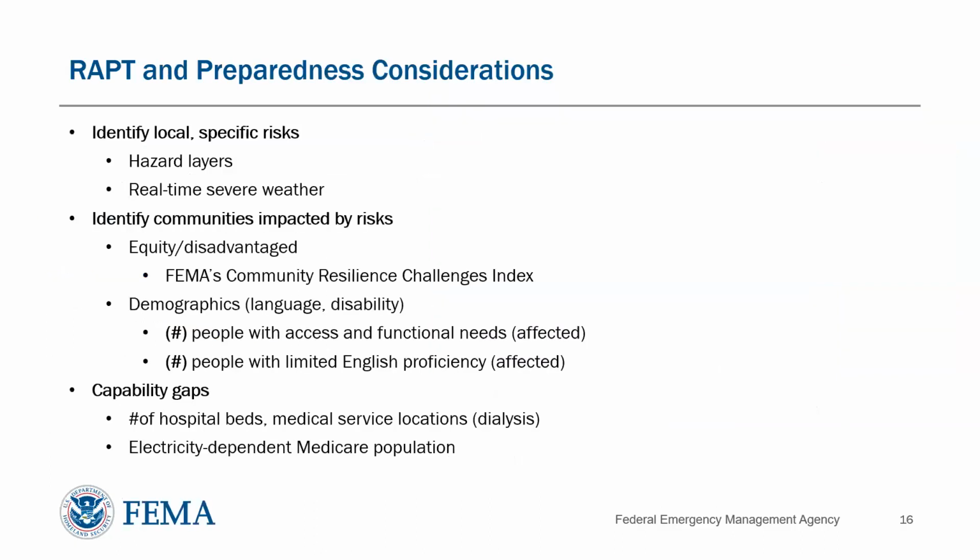So really, how can RAPT be used when working on preparedness considerations? Like we talked about, identifying real-time severe weather and hazard layers, identifying specific communities impacted by risks. We're talking about equity and helping disadvantaged communities. Our CRCI is a great way to take that index and take those percentiles to identify communities that might have greater challenges to resilience. And then specifically looking at demographics within an area, whether that's a county or a city or what it might look like, we can take a look not only just where the pockets of those individuals are, but get estimates for the total number of individuals with those characteristics.